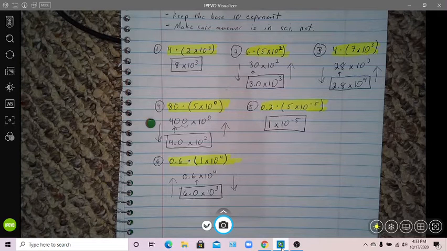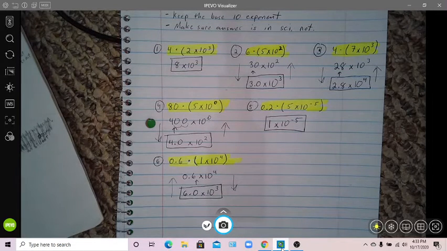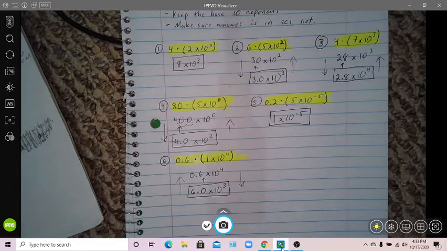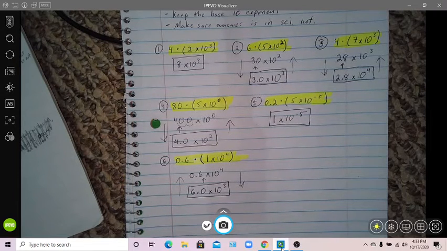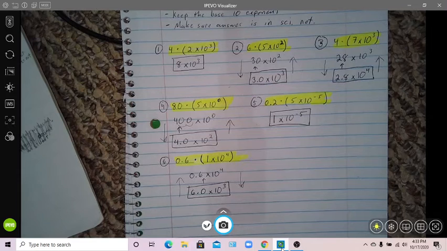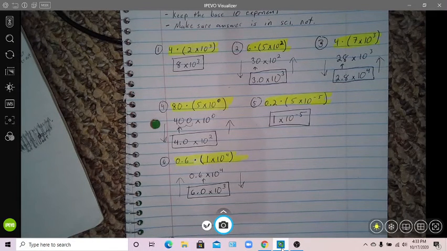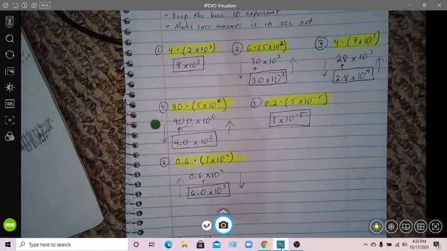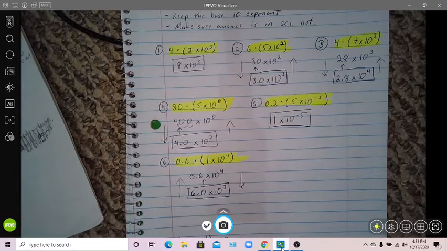Then you'll also see ones like this. I'm going to skip a few lines here. Let's skip 4 lines, and I'll put number 7 here. I'm just going to do 2 more examples with you. So number 7 looks like this: 3 times 10 to the negative 4, times 2 times 10 to the negative 5.